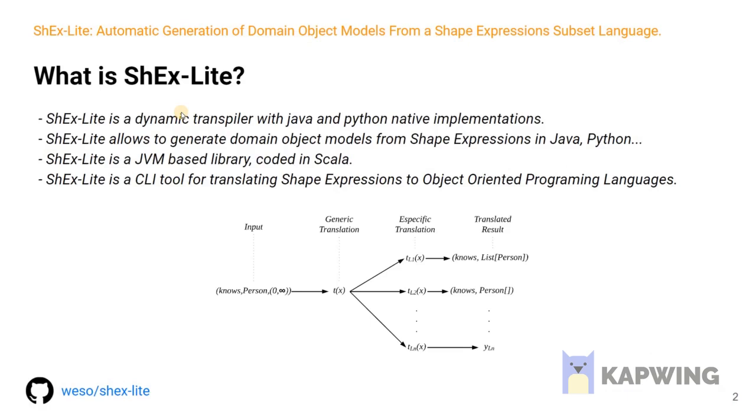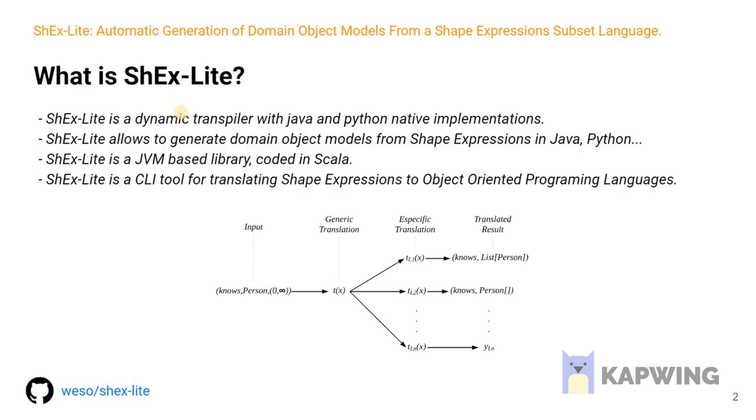ShEx-Lite can be defined as many things. It can be defined as a dynamic transpiler that includes Java and Python implementations as target languages. It also allows to generate domain object models from shape expressions in Java, Python, and other object-oriented languages. It is also a virtual machine-based library coded in Scala. And finally, it is also a command line interface tool for translating shape expressions to object-oriented programming languages.